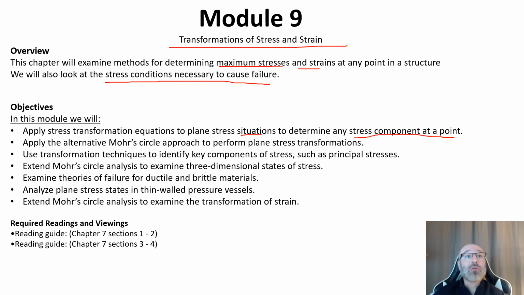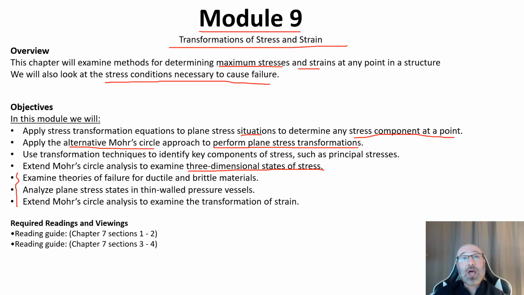We're going to learn how to apply the alternative Mohr's circle approach to perform plane stress transformations. We're going to use transformation techniques to identify key components of stresses, such as principal stresses. We're going to extend Mohr's circle analysis to examine 3D states of stress right there. And that's going to wrap up our Module 9. And as we get into Module 10, we'll finish up this chapter here. We'll examine theories of failure for ductile and brittle materials, analyze plane stress states in thin-walled pressure vessels, and extend Mohr's circle analysis to examine transformation strain.